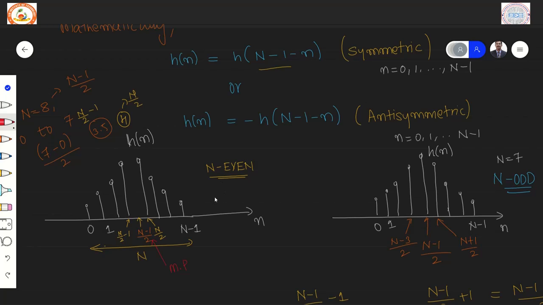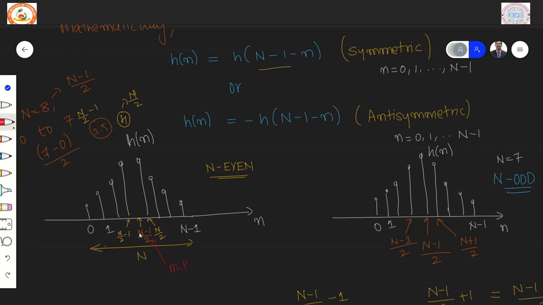If N is an even number, then the last point N minus 1 will be odd. For example, if N is 8, then N minus 1 will be 7. Then the midpoint, N minus 1 by 2, becomes 3.5. And we are aware that values are found only at integer values. So 3.5 being the midpoint, we cannot have a value here. Therefore, we conclude that whenever the value of N is even, the midpoint N minus 1 by 2 does not carry any value.